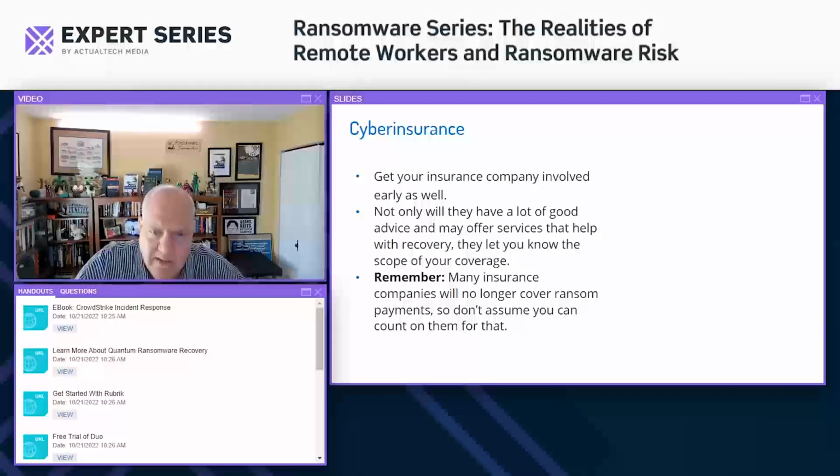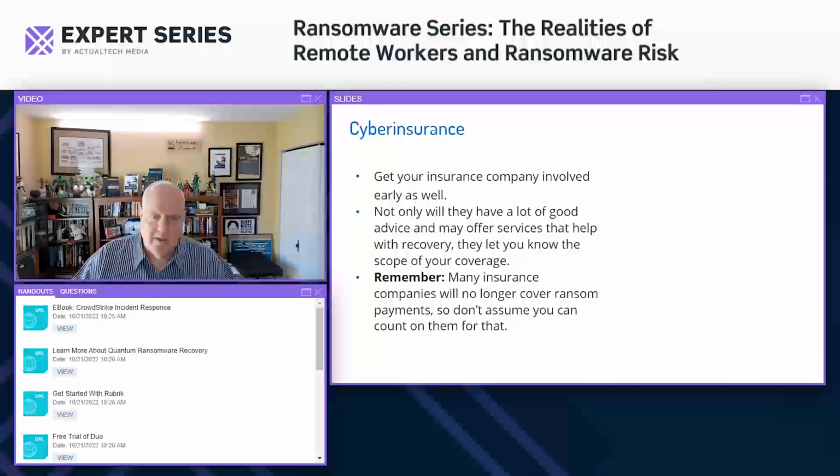Knowing exactly what your coverage is, what it covers, and what you need to do in order to stay compliant and get reimbursed is going to be important to know ahead of time, but also why you want to bring them in as quickly as possible when you've had an attack.